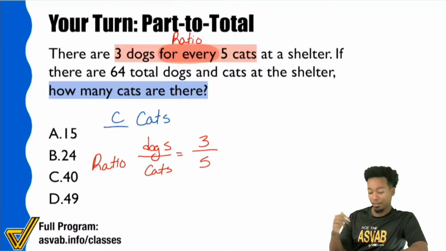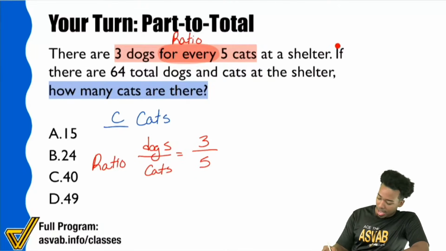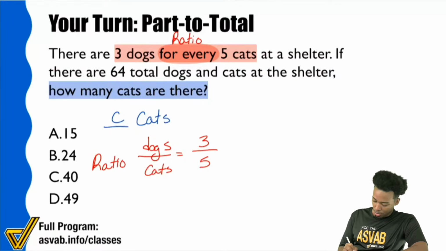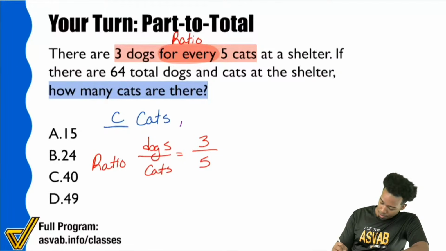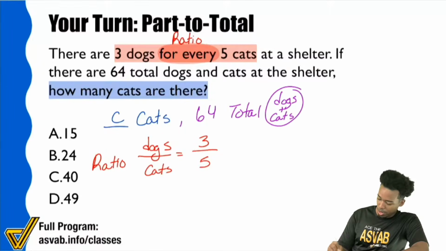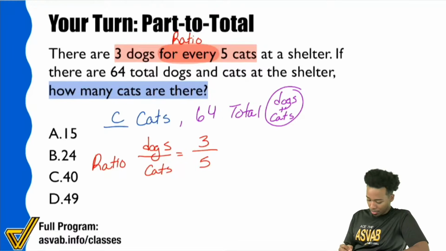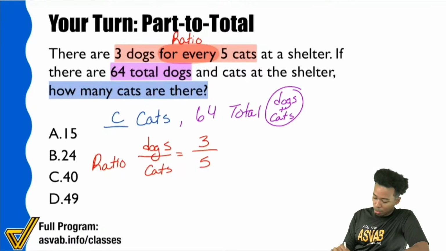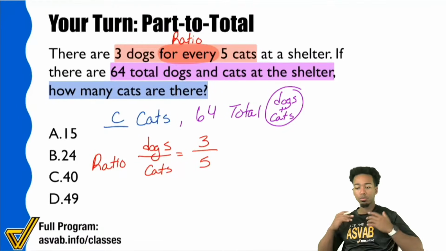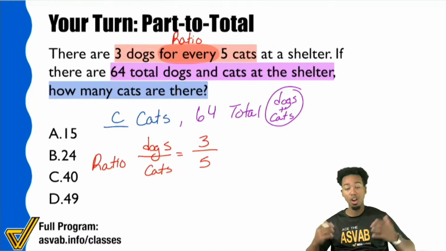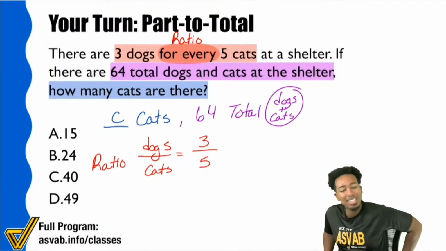Now, beyond that, what else do we have? It says, if there are 64 total dogs and cats at the shelter, I'm going to write that over here. 64 total dogs and cats. Sounds great. Everything's written down now. It looks like I'm able to go ahead and start taking command of this process. So let's go ahead and get that done.